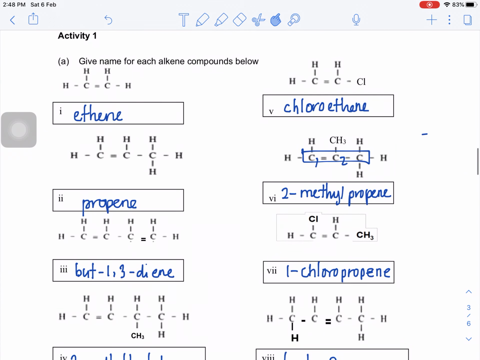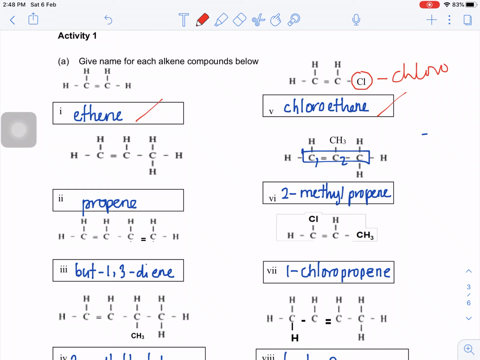Okay, give the name for each alkene compound below. Okay, this one ethene. This one we have chlorine. So chlorine akan jadi chloro. So asalnya dia adalah ethene. So dia jadi chloroethene.